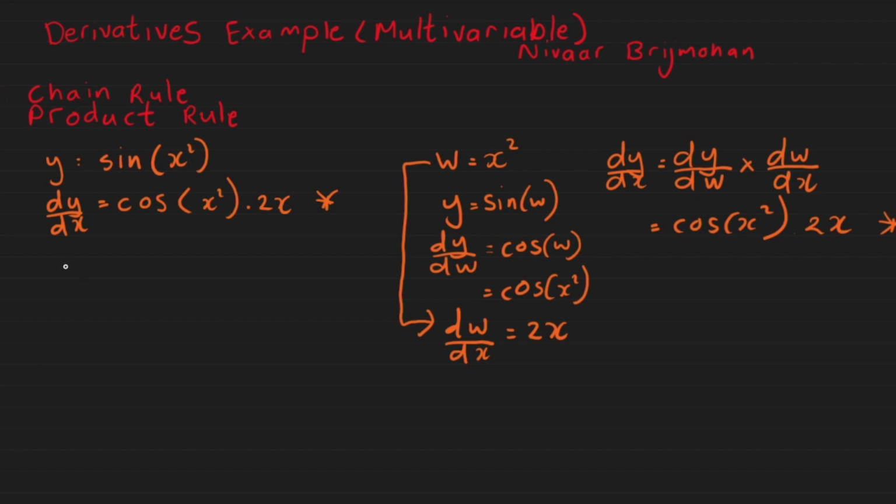Another example would be y is equal to e to the power x squared. So to find the derivative of this using the chain rule, we find the derivative of the outside, which is just e to the power x squared, and the derivative of the inside, which is just 2x. Okay, and that's our answer.